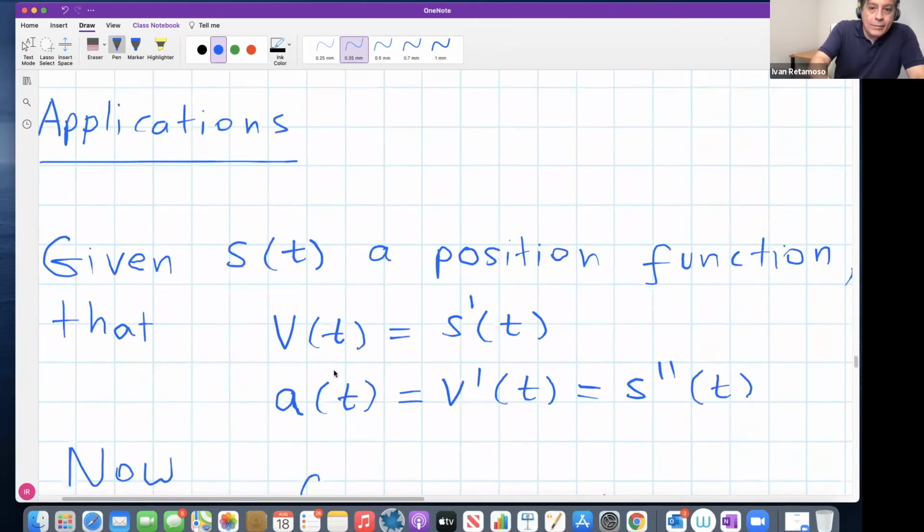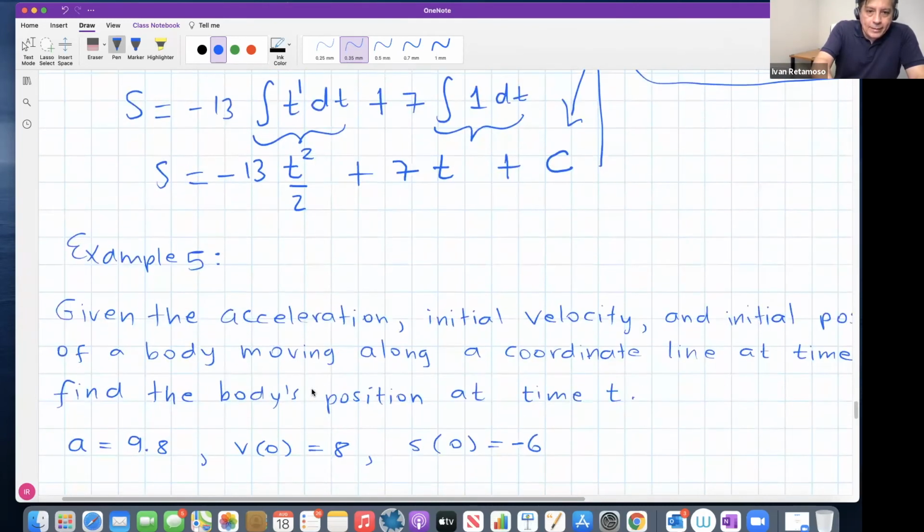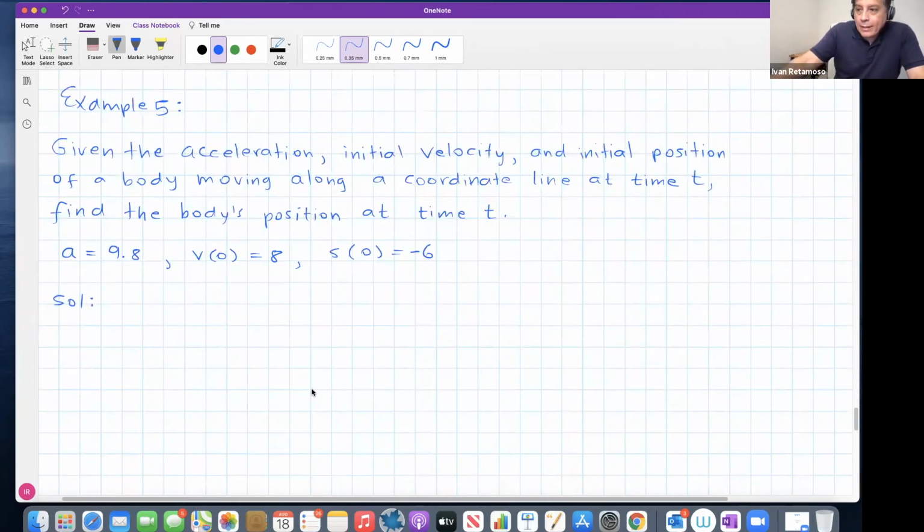All right, so let me give you an example for that. Sometimes you might have to do this process twice. For example, check this out. Example 5 is telling us that, given the acceleration, initial velocity, and initial position of a body moving along a coordinate line at time t, find the body's position at time t. The acceleration is 9.8. The velocity evaluated at 0 is 8. The position function evaluated at 0 is negative 6.